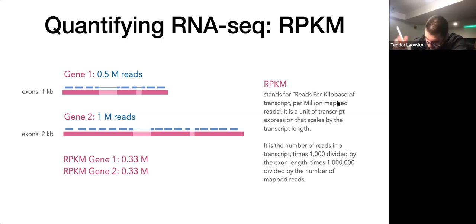So it's per million mapped reads. If everything we mapped is either in gene 1 or in gene 2, then the total number of mapped reads is 1.5 million. And that's why we divide by 1.5 million. And then we multiply again by a million because we want per million mapped reads. That's why we get 0.33. If you're confused about the calculations, don't worry.